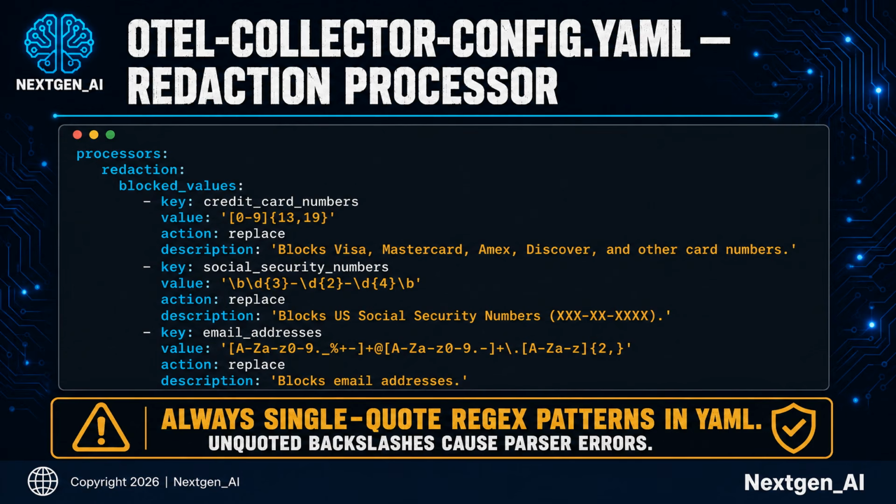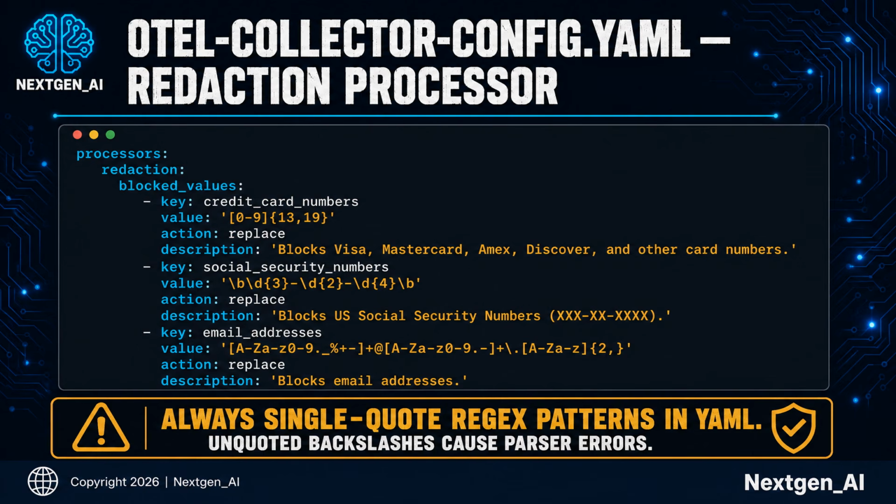This allows you to define complex pattern matching rules to identify PII even when it is embedded deep within unstructured text, such as a stack trace or a verbose log message. In your collector YAML configuration, you define a list of blocked values. Each entry in this list is a regular expression designed to catch a specific type of sensitive data.